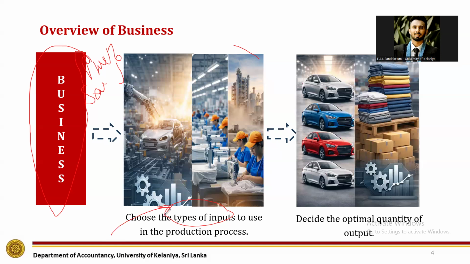You already learned this in your microeconomics. They need to take the production factors: land, labor, and capital. Capital means machinery, buildings and everything. And also they need entrepreneurship. They need to convert these inputs into different kinds of outputs. If it is a car manufacturing company, their final output is the car. If it is a clothing company, their final outcome is the finished clothes.